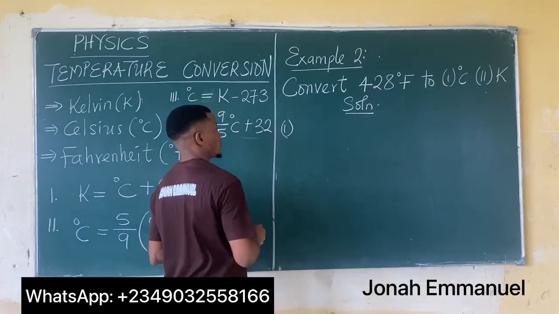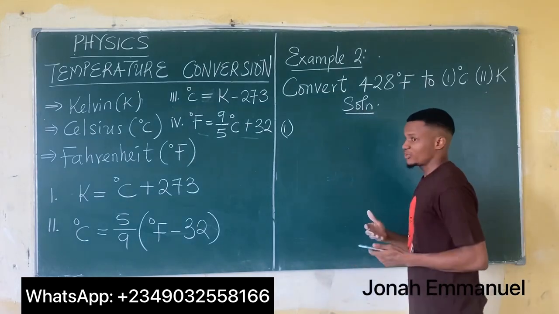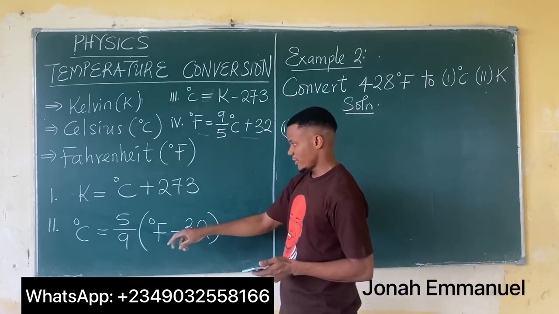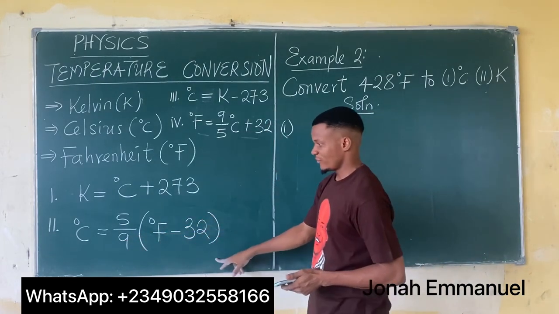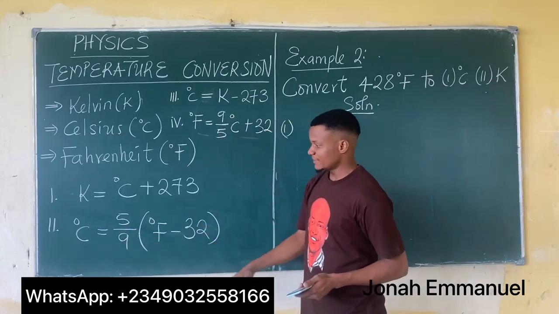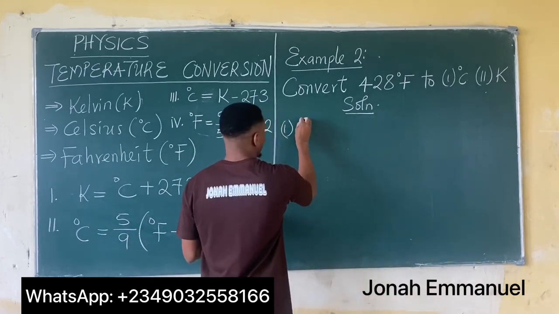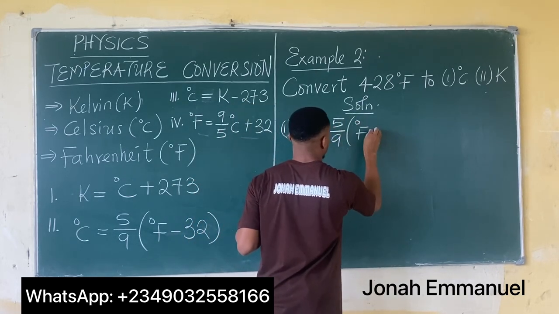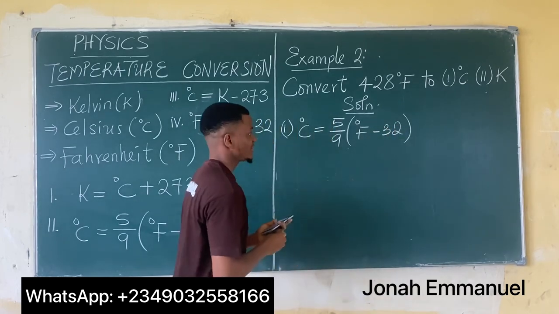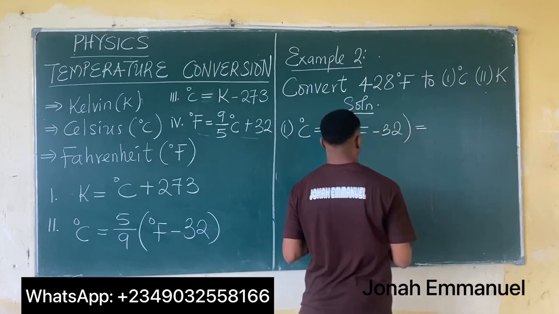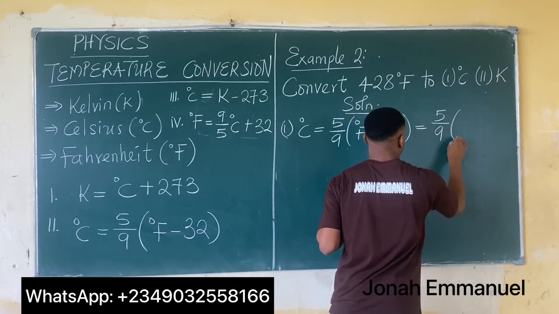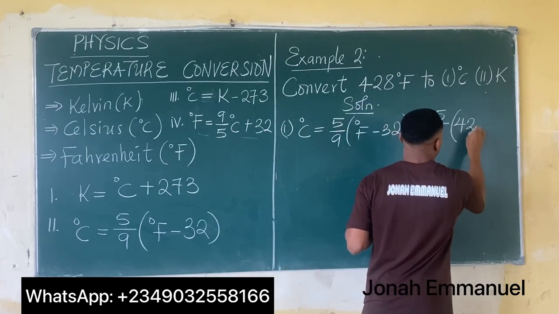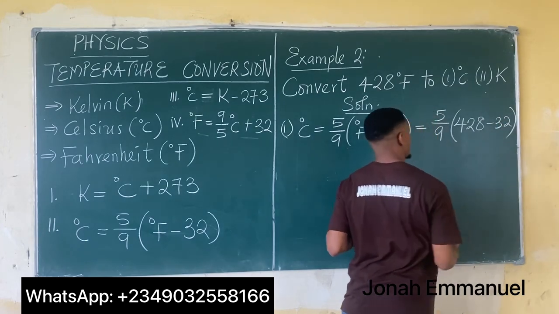number one. So first up, we'll have to get the relationship between Fahrenheit and degrees Celsius. And that is this one here. All right, so you have this. For me to get degrees Celsius from Fahrenheit, I simply need to apply this formula. Recall that degrees Celsius is equal to 5 over 9 into degree Fahrenheit minus 32. If I input the value, I'm having 5 over 9 into the degree Fahrenheit value, which is 428. So I'm having 428 minus 32. So I have this.